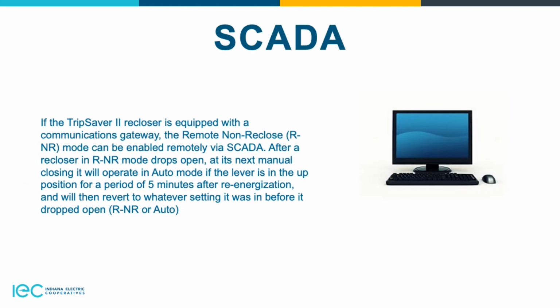On the TripSaver 2, if you set something via SCADA, say non-reclose, it'll have an RNR message. If it does drop open, on its next manual closing it will operate in auto mode if the lever is in the up position for a period of 5 minutes after re-energizing, and then it will revert back to whatever setting it was on. So if it was on RNR via SCADA, it's going to revert back to that. So make sure you're aware of what your setting was before it dropped open when it's in the remote position.